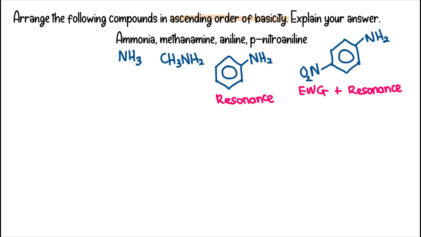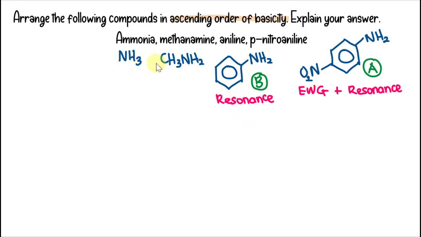So let's label our compounds. We use labels A, B, C, D, because if we write the full names in the explanation, it is too long, same as before. So this one will become compound A, followed by the one with the resonance effect, which is compound B.